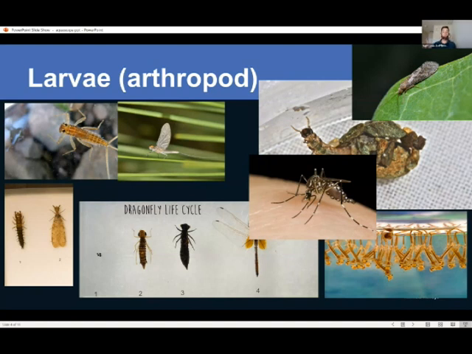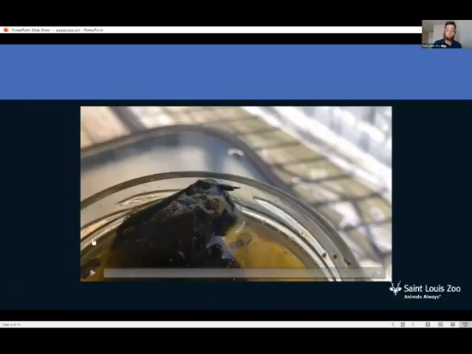They're responsible for keeping a lot of flowers and plants alive and pollinated. So as much as we dislike mosquitoes, it is important to have them in our ecosystem. Okay, now I'm going to show you a quick video.